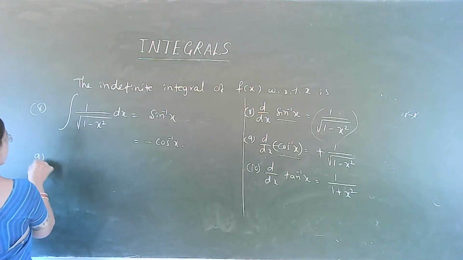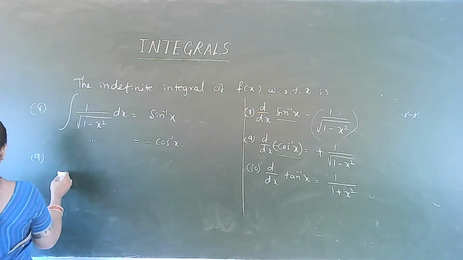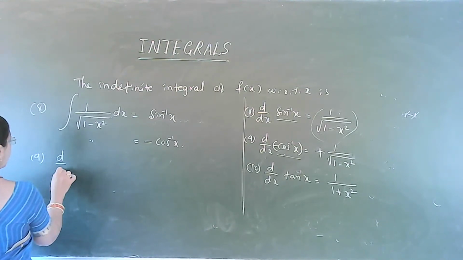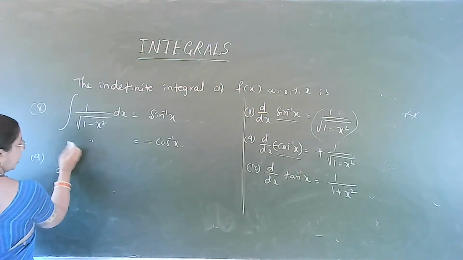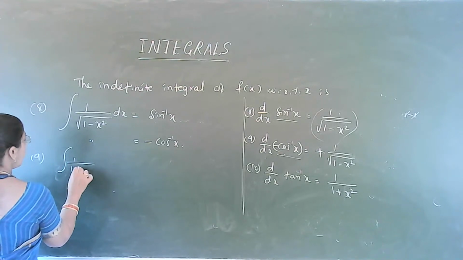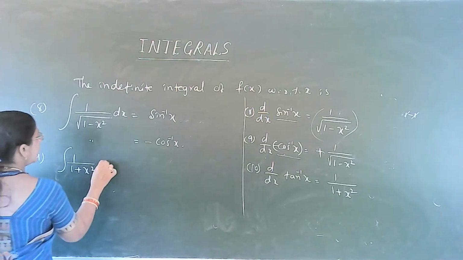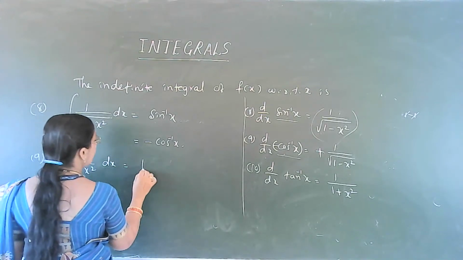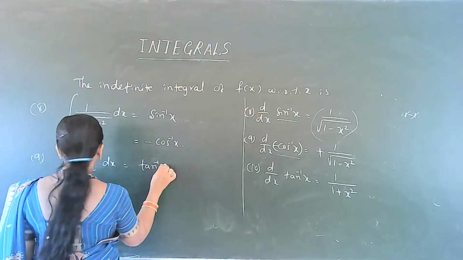Then the next one: d by dx of tan inverse x. The integration of 1 by 1 plus x square dx is equal to tan inverse x.